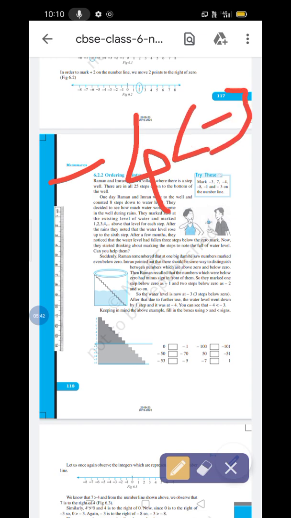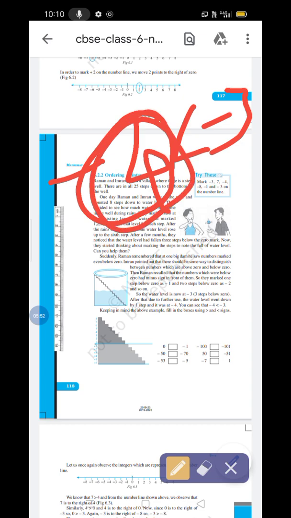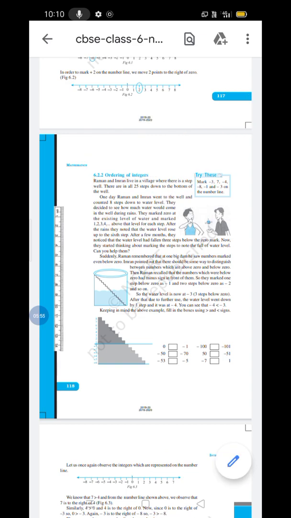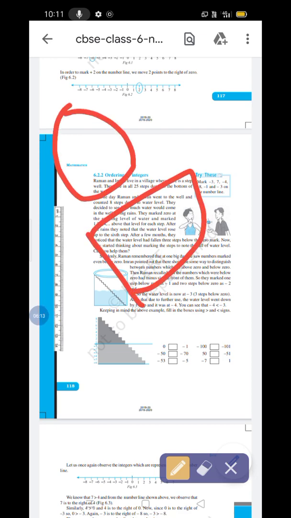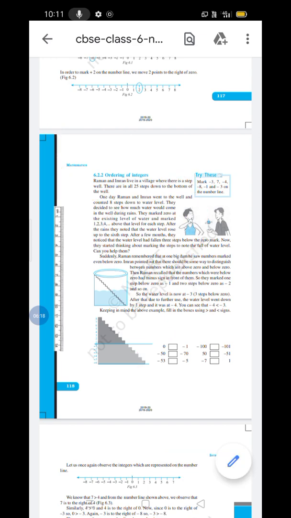In negative integers, the greater number will take the least value. Keep that in mind. So take 0 and minus 1. Minus 1 will be the lesser one. So comparatively, 0 is greater than minus 1.